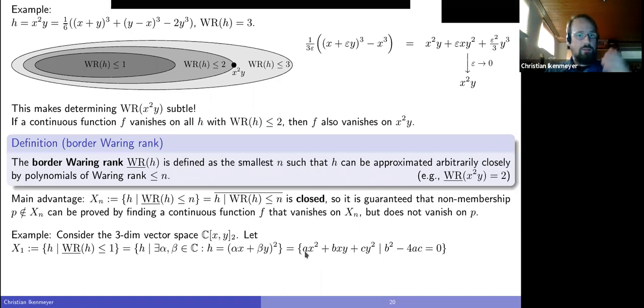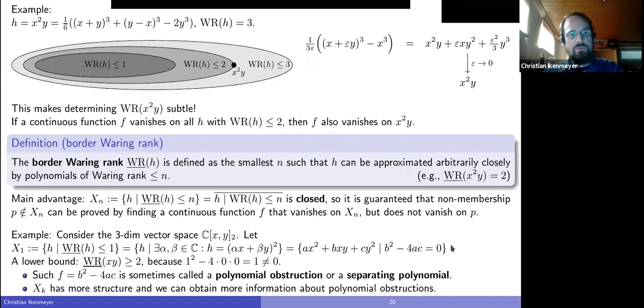So if you look at the set here of Waring rank at most 1, it is exactly this. It's the polynomials ax squared plus bxy plus cy squared, where the discriminant b squared minus 4ac vanishes. Now this is a continuous function that vanishes on your set, and you can use it to prove that something has a higher Waring rank than 1.